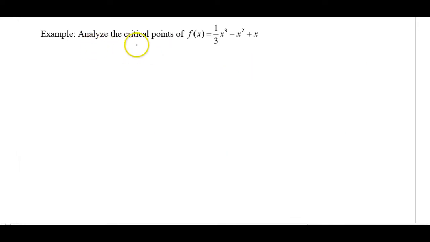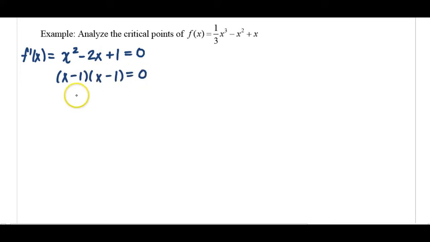Alright, next example, analyze the critical points of this cubic function. So in other words, at each critical point, is there a local maximum, local minimum, or neither? So I have to find the critical points by finding the derivative. That's going to be x squared minus 2x plus 1. And I'm going to have to set this equal to 0. So this is going to factor to (x minus 1) squared equals 0. So my one critical point is x equals 1.